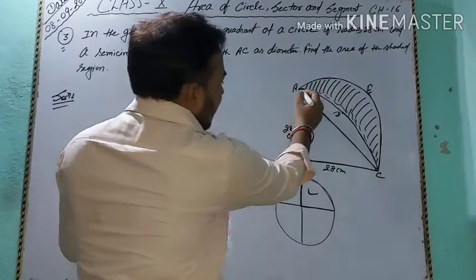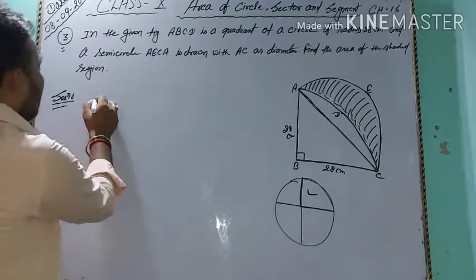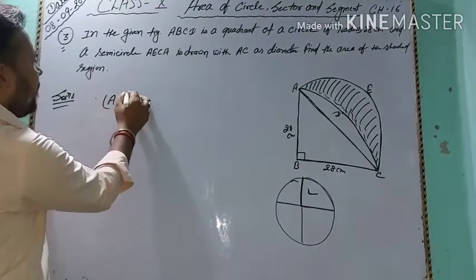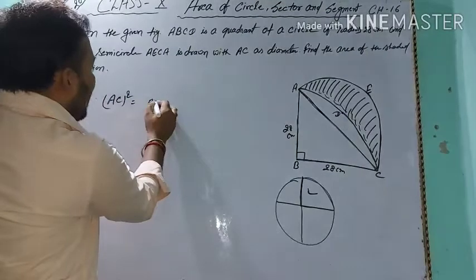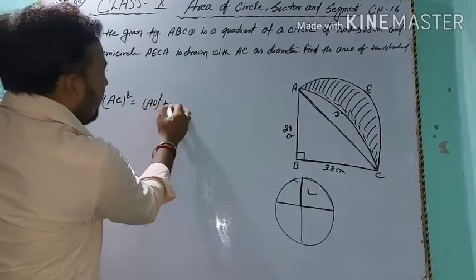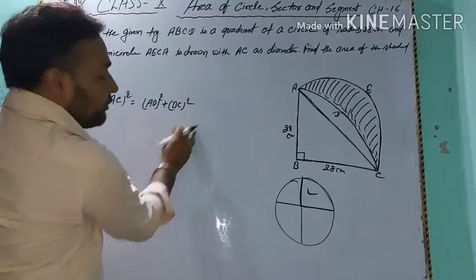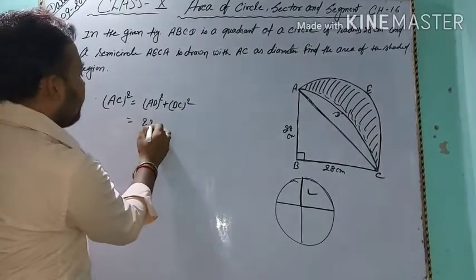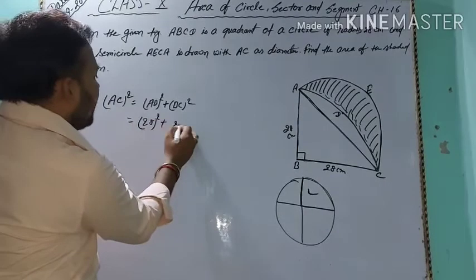So in triangle ABC, AC square equals AB square plus BC square. This is the Pythagoras theorem. So AB equals 28, the square of 28 plus the square of 28.